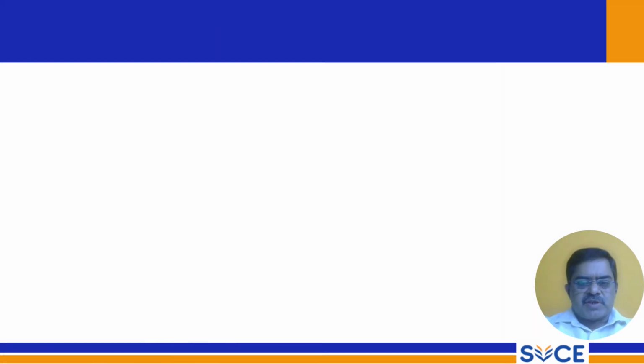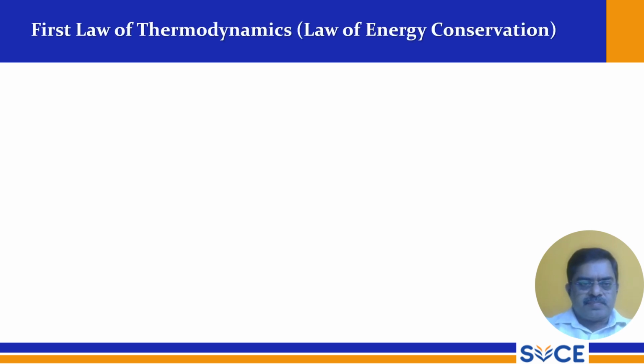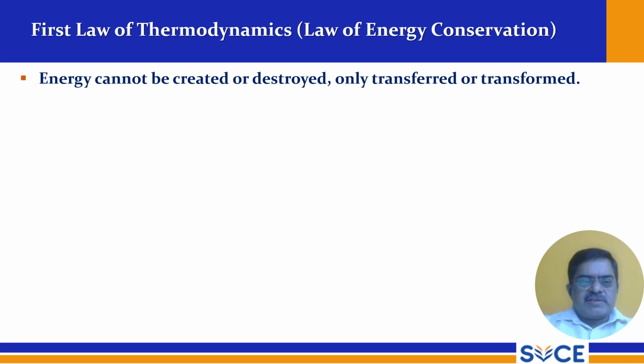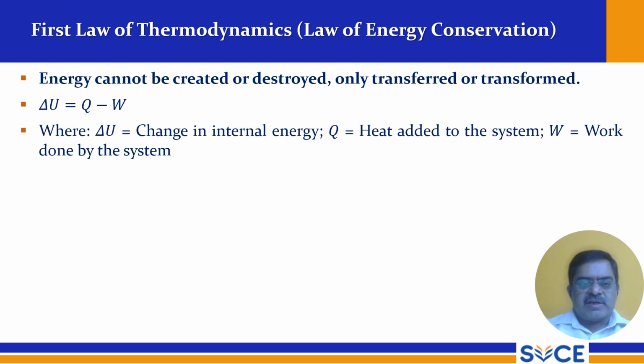Coming to the next law, that is the first law of thermodynamics. It is also known as the law of conservation of energy. Energy cannot be created or destroyed, but it can be transferred or transformed into some other form. So that is the law of conservation of energy. Here delta U equals Q minus W. Delta U is the change in internal energy, Q is heat added to the system, and W is work done by the system. These three are mutually related, and the total energy remains constant here.